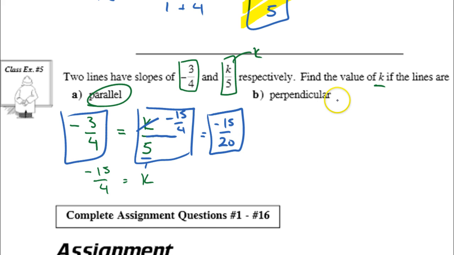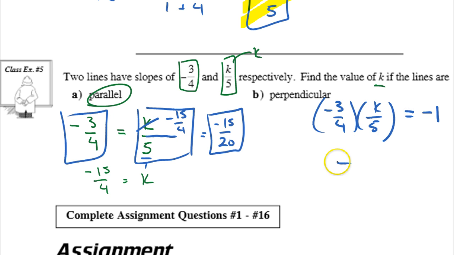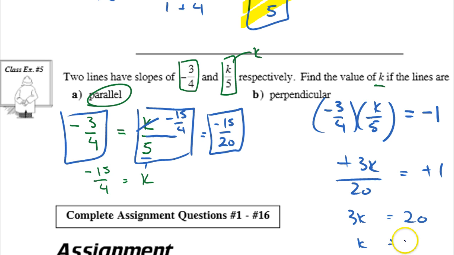Okay, perpendicular lines, well, what do we know about them? We know that their product is equal to negative 1. So if I multiply negative 3 over 4 times k over 5, it should equal negative 1. Well, this one's a little bit easier, so I got negative 3k on top, 20 on the bottom equals negative 1. I'm just going to get rid of those negatives, turn them into positives. And 3k equals 20. k equals 20 over 3.